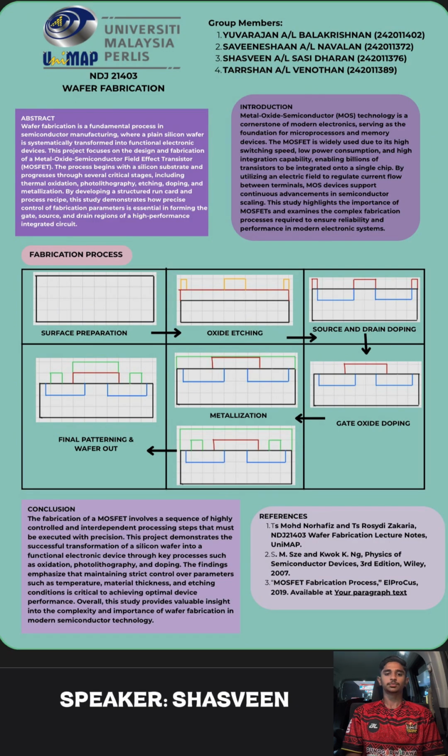This study helps to provide a clearer understanding of how MOS technology is used to manufacture semiconductor devices that are widely applied in modern electronic systems. It also shows that semiconductor fabrication requires precise control of process parameters such as temperature, time, and chemical conditions to ensure that the device performs reliably. Overall, learning about the MOSFET fabrication process gives valuable insight into the complexity of wafer manufacturing and highlights the importance of semiconductor technology in the development of modern electronic devices.